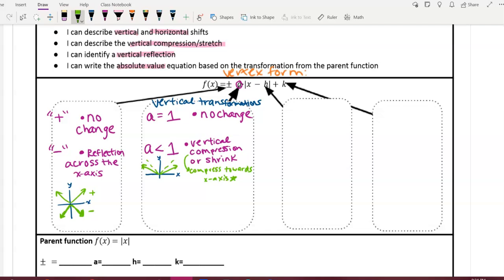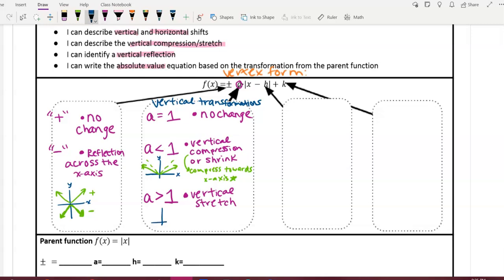Okay, now for our final possible A value, if A is greater than 1, then our graph experiences the opposite of a compression or shrink, but a vertical stretch. And when we think about vertical stretch, I want you to think about that early morning stretch. As soon as you wake up and you reach up really, really high and your legs get really long and you stretch your whole body because it's early in the morning. That's what's happening to our graph.